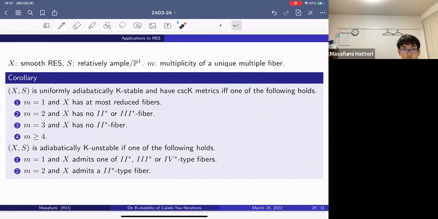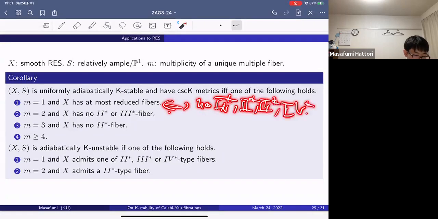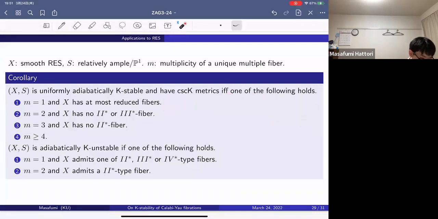And so we obtained the following corollary by applying our main results. Let X be a smooth rational surface, S be a relatively ample divisor over P1, and m be the multiplicity of a unique multiple fiber. Then (X, S) is uniformly adiabatically K-stable and has constant scalar curvature metrics if and only if one of the following holds. The first one, m equals 1 and X has at most reduced fibers, so no I_n star fiber, II star, III star, or IV star fiber. Or m equals 2, and X has no II star or III star fiber. Or m equals 3 and X has no II star fiber. Or m is bigger than 3.